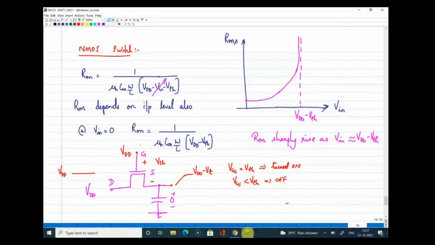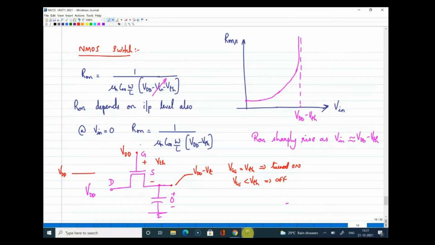Yes. So what I was asking is, if you know that the on resistance will be very high if you apply an input voltage very close to VDD minus VT, it is very obvious that we should not try to apply a voltage very close to that. Because it will definitely give a large resistance that results in a larger time constant, and in fact the resistance is non-linear.